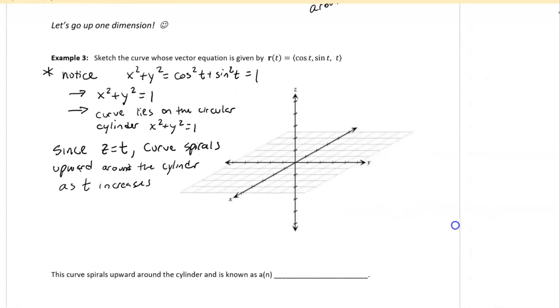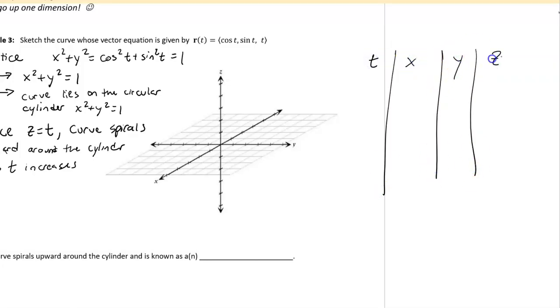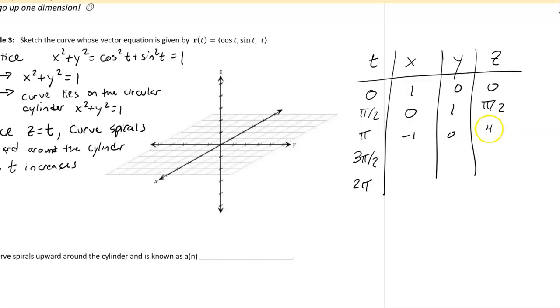So if you want a little bit more detail on this, you can always make a table. So I'm going to have a t, an x, a y, and I need a z this time. If I plug in those same values that I did on the previous problem, I'm going to do this a little bit quicker here. That's going to be 1, 0, 0. It's going to be 0, 1, pi over 2. It's going to be negative 1, 0, pi, 0, negative 1, 3 pi over 2, and then 1, 0, 2 pi. So you'll notice now with our z component, that is getting higher and higher every single time.